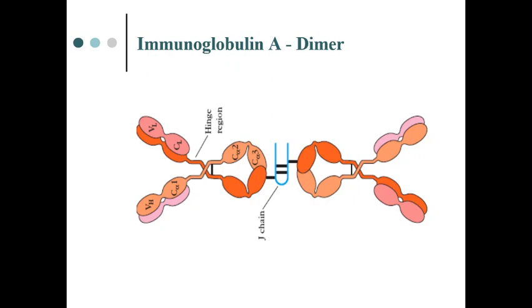I had explained about the structure and function of the IgG molecule and subclasses of IgG, as well as the structure and function of the IgM molecule. Continuing the discussion on the structure and function of other immunoglobulin molecules, I will take up immunoglobulin A, immunoglobulin D and immunoglobulin E. I will first explain about immunoglobulin A.